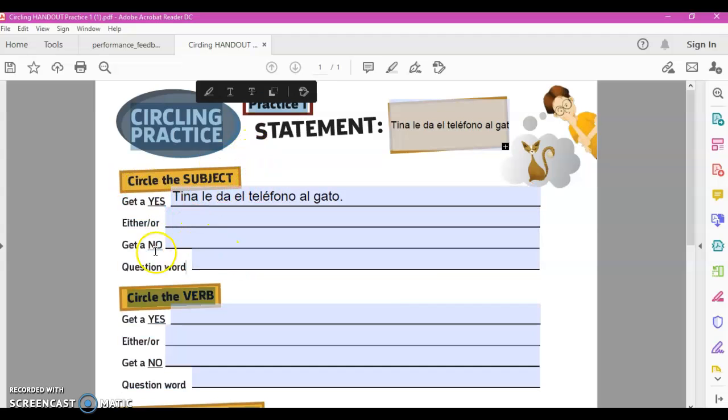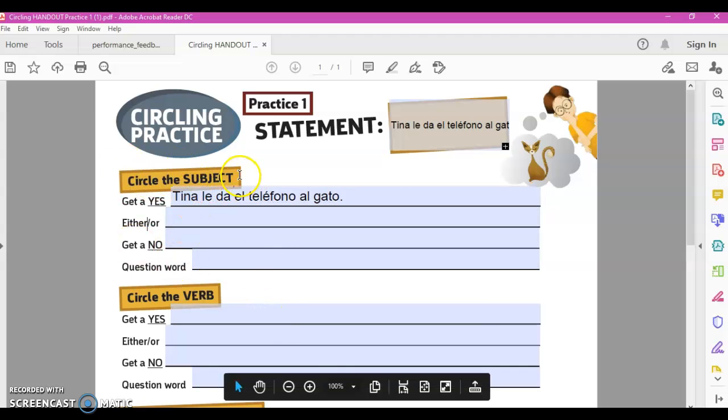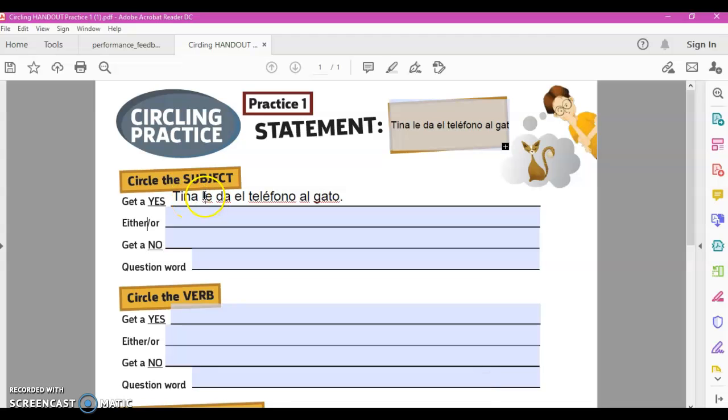So all of our questions in this section are going to be about Tina. Okay? The only information we're changing is Tina. We're not changing the verb. We're not changing the object. We're not changing who is getting it. We're just changing Tina. Okay.